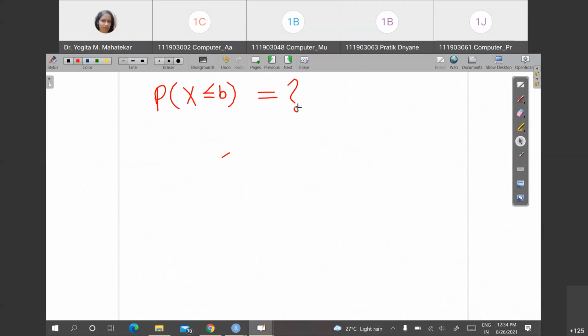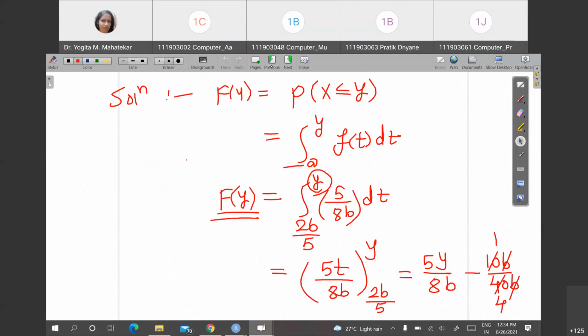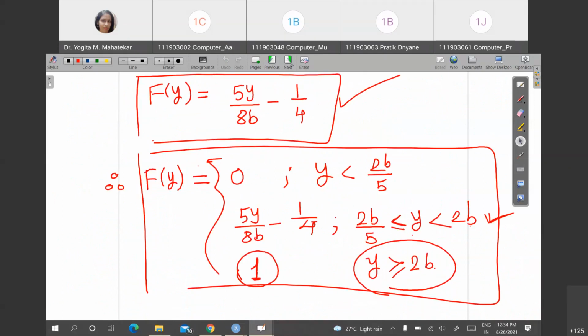Capital F of B. By definition, this is capital F of B. Look at the definition we have just defined. What will be capital F of B? Look at this: is B lying in between this domain? Yes, because B is less than 2B.